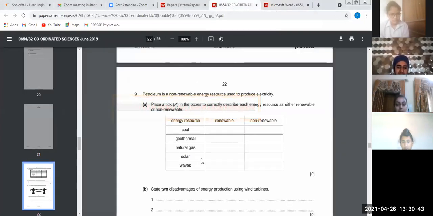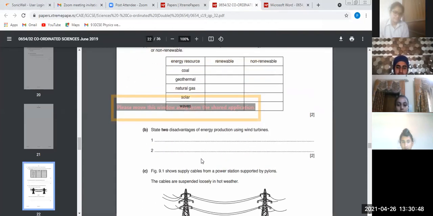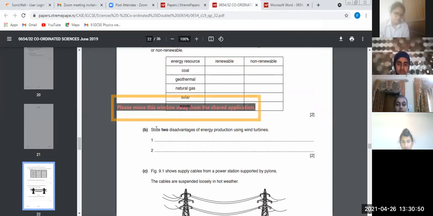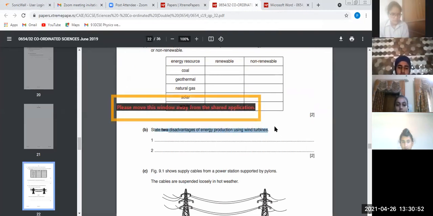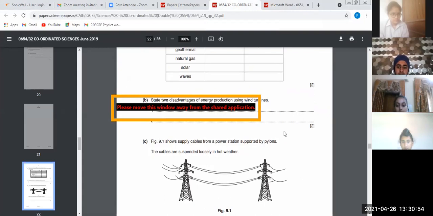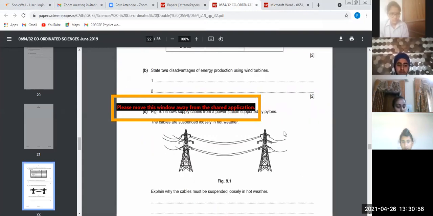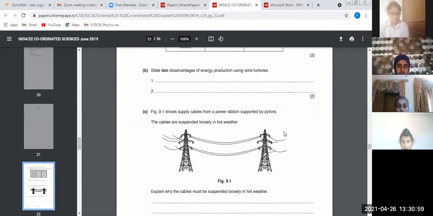चलिए, back to the question. Okay, very well done, very well attempted. Question number 1, now B part. State 2 disadvantages of energy produced using wind turbines. हाँ जी, wind turbines से क्या क्या disadvantage है?